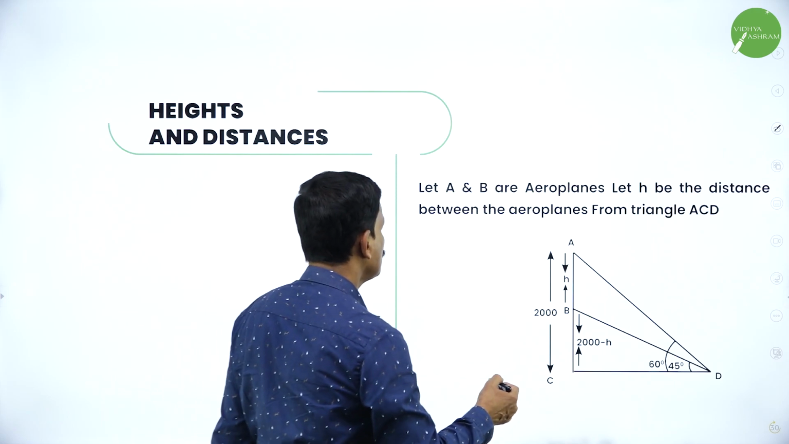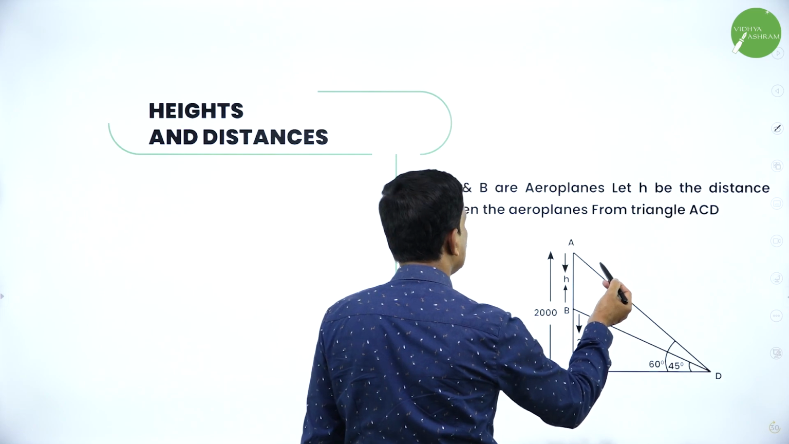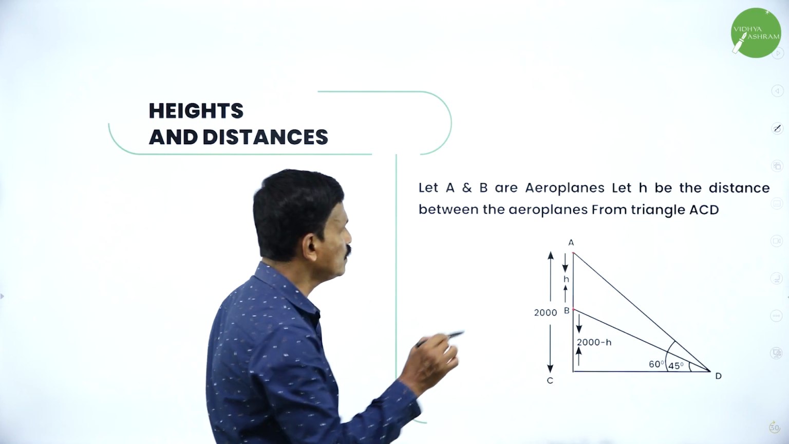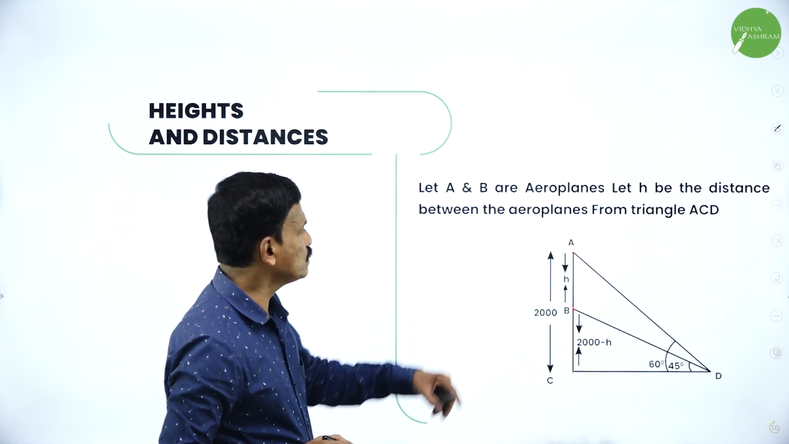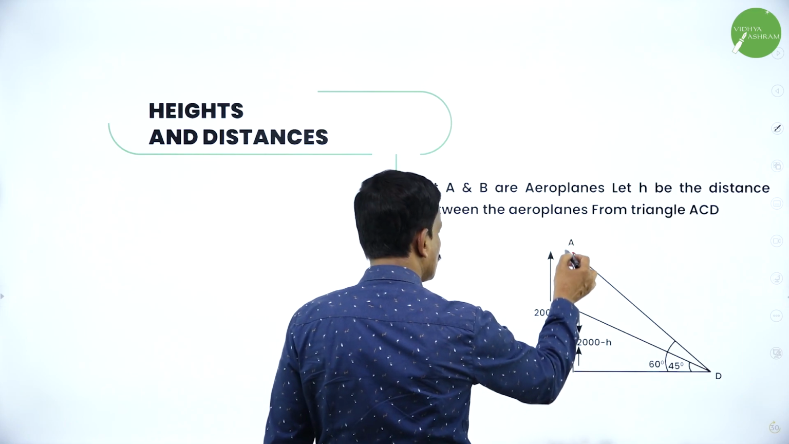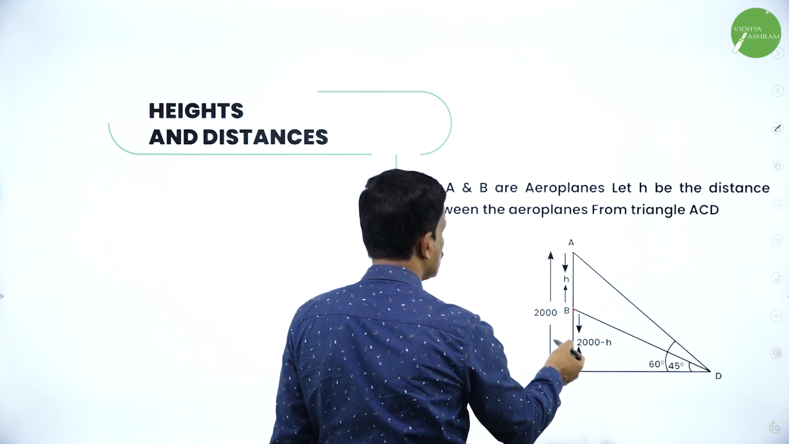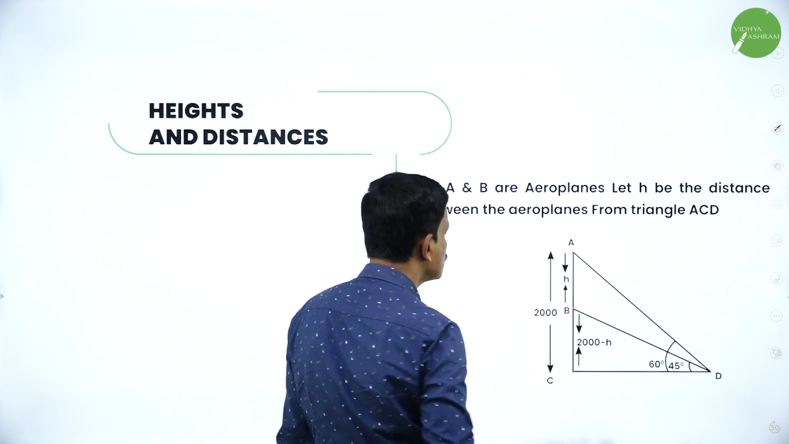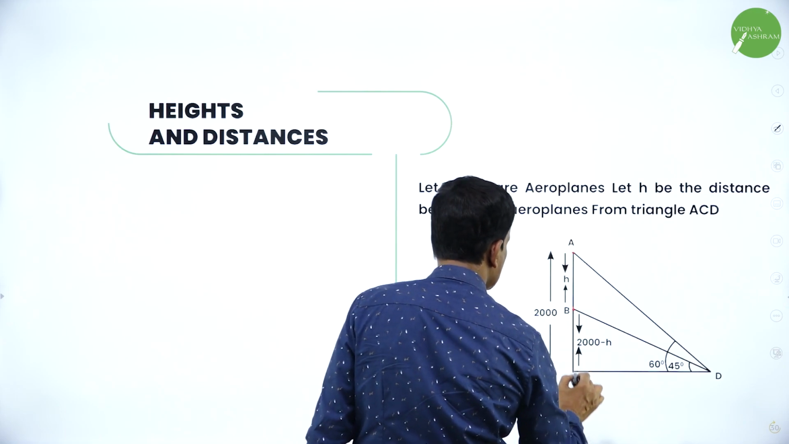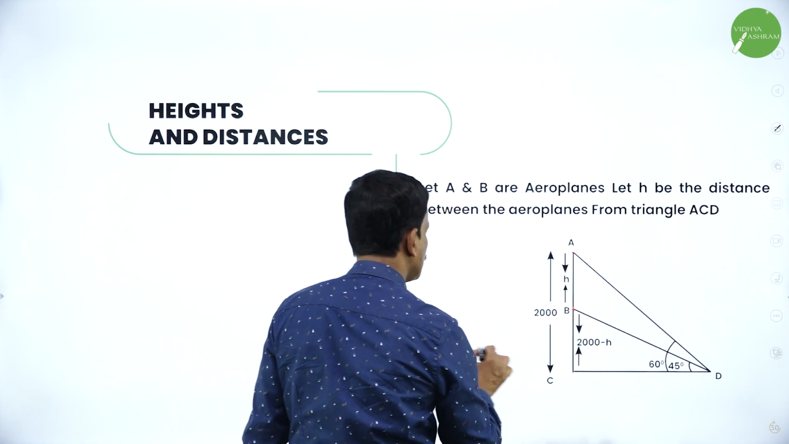So here, let A and B be the two planes. A and B are the aeroplanes. Let H be the distance between these two aeroplanes. And the distance from A to C is given, that is equal to 2000 meters. And in this triangle ACD, the distance between B and C, BC, is equal to 2000 minus H.